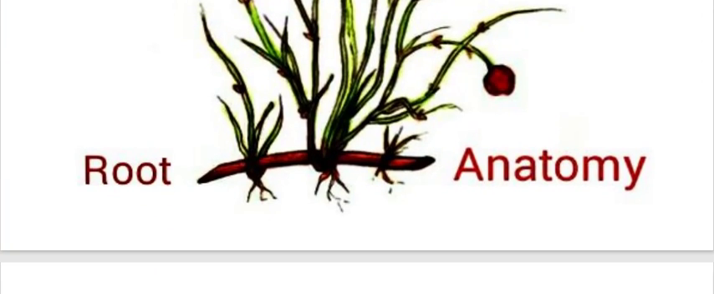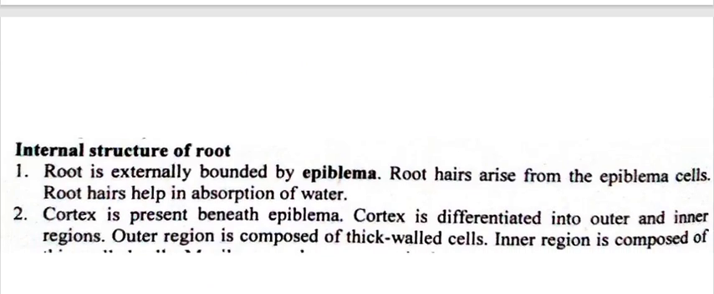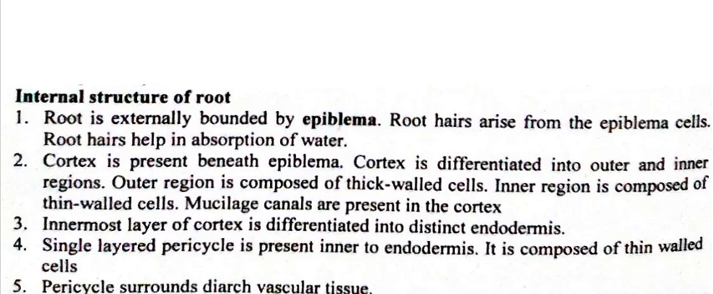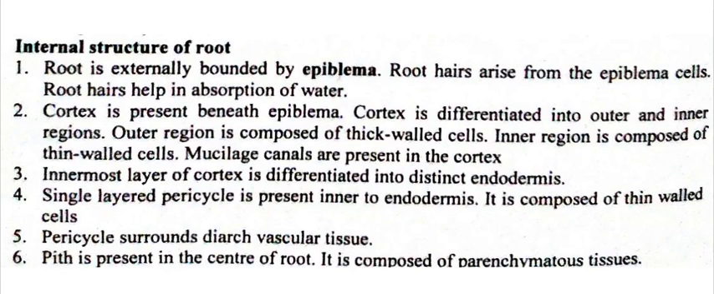Today we are going to discuss the anatomy of root in Ephedra. Internal structure of root of Ephedra plant. It shows the following parts. Number 1 is Epiblema. Number 2 is cortex. Number 3 is Endodermis. Number 4 is pericycle. Inner to pericycle is vascular tissue, and then inside the vascular tissue pith is present.